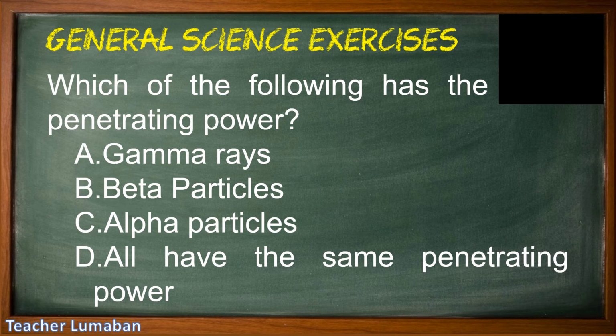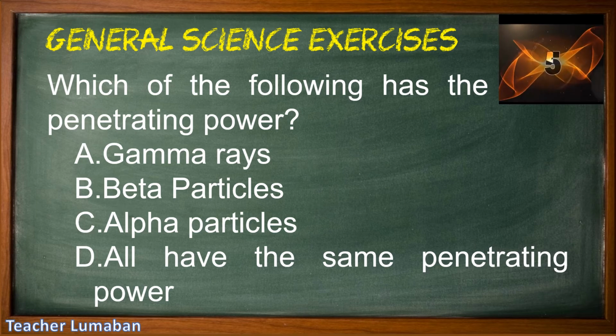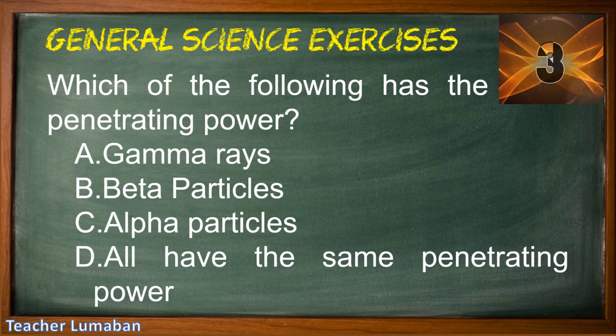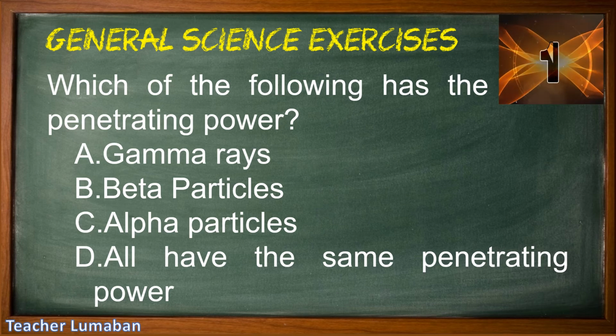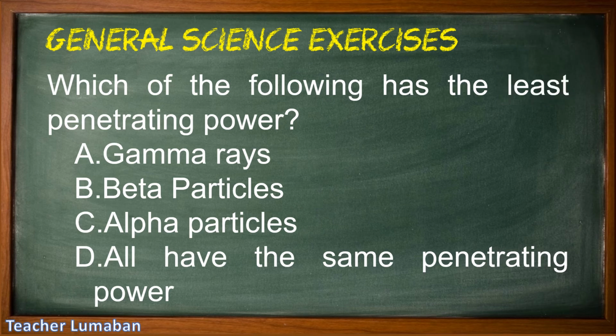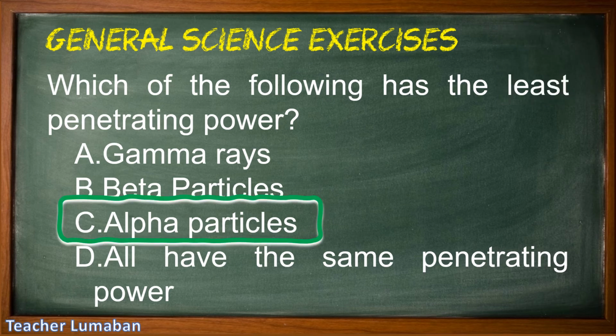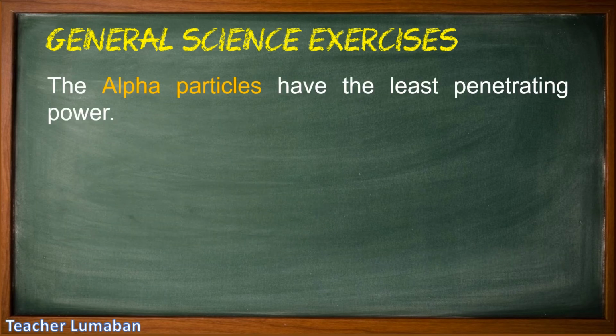Please determine the suitable description of the following choices in 5 seconds. 5, 4, 3, 2, 1. The suitable description is letter C, alpha particles. The alpha particles have the least penetrating power.